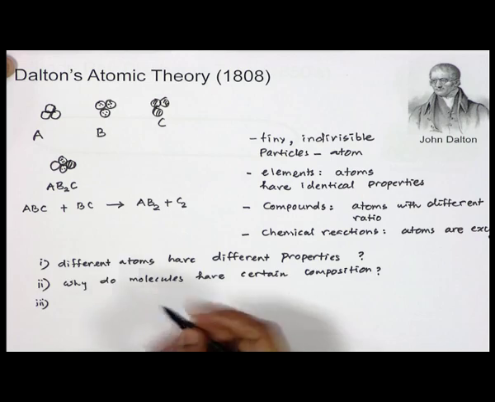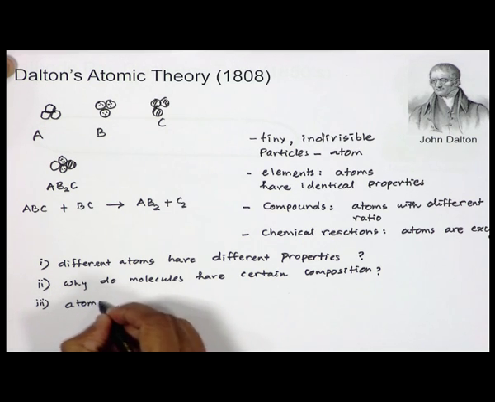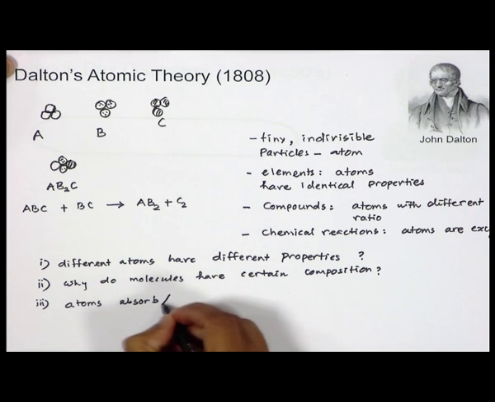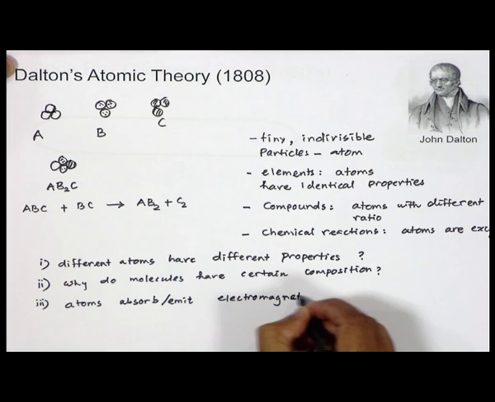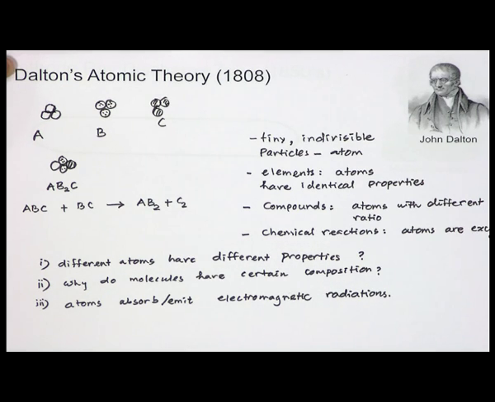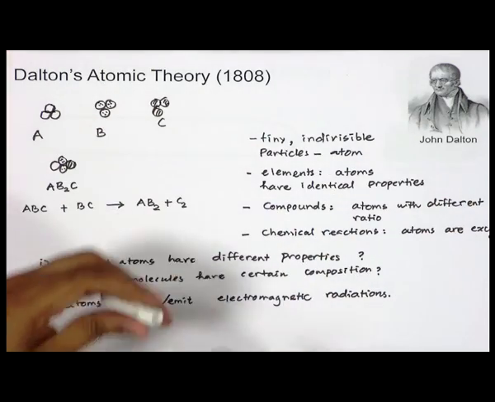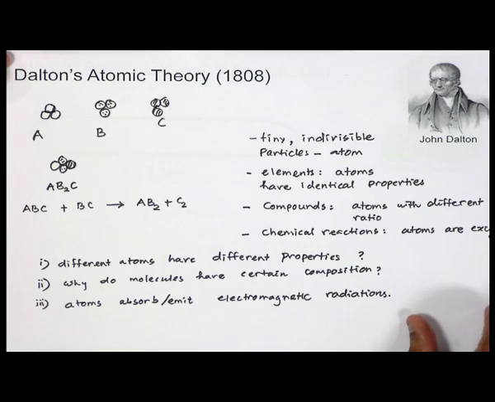Again, there were some new experiments which took place after Dalton's atomic theory was proposed, from which it was known that atoms absorb or emit electromagnetic radiations. But Dalton's atomic theory could not explain why the atoms should absorb or emit electromagnetic radiations. Dalton's atomic theory was an interesting hypothesis which described some experimental results. However, it had many limitations.